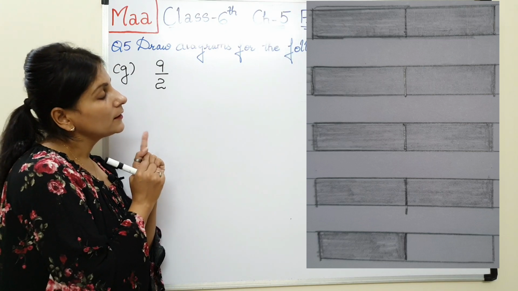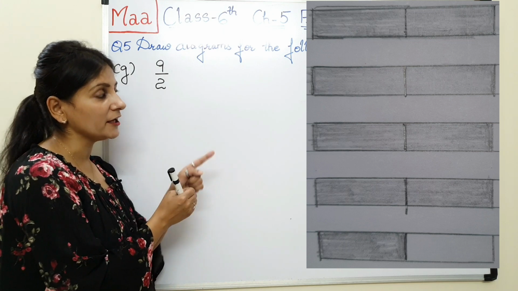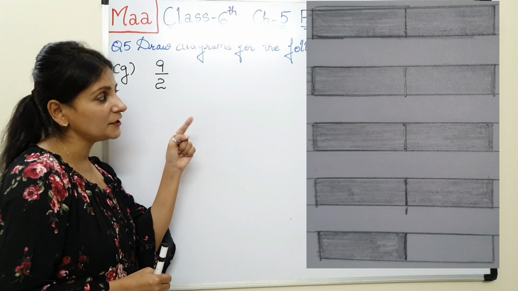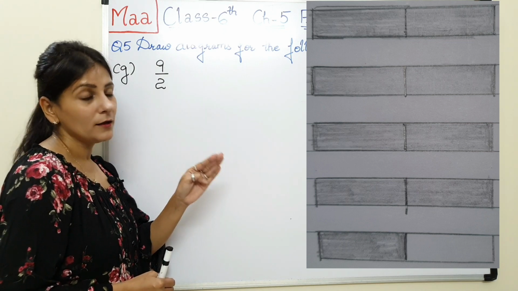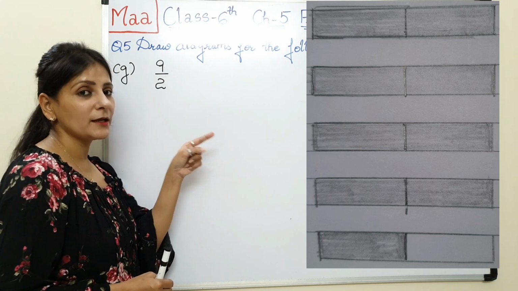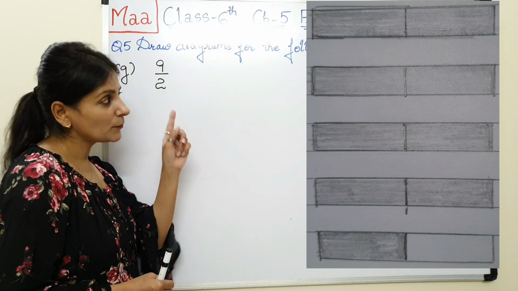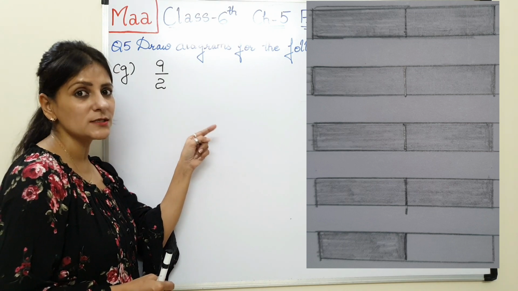So see, when I have shaded it, I have done the complete shading in first 4 rectangles. आप देख सकते हो मैंने first, second, third, fourth 4 rectangles को completely shade किया है. क्योंकि 4 rectangles को जब मैंने completely shade किया तो मेरे पास कितने parts आ गए? 8 parts. Because 2 plus 2 is 4, 4 plus 2 is 6 and 6 plus 2 is 8.